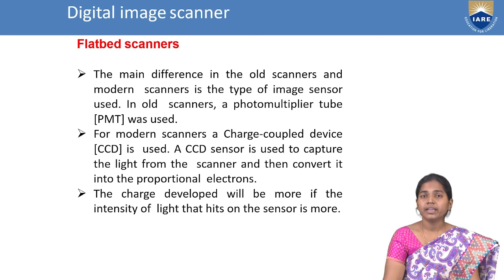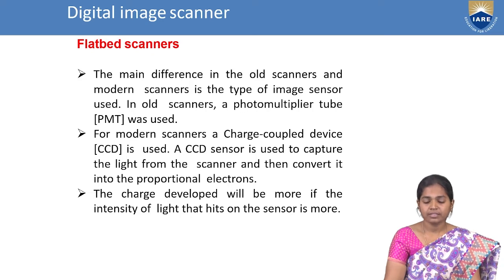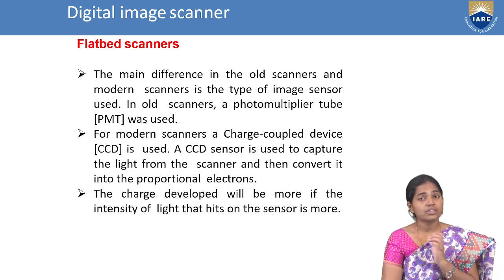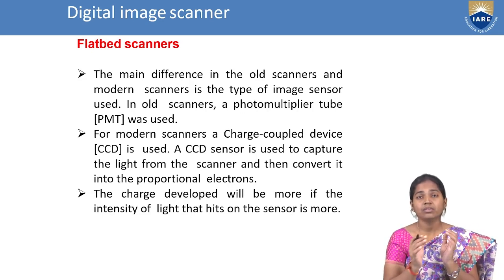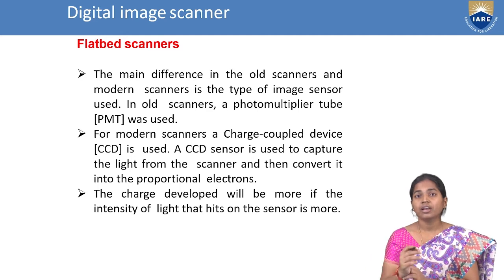and image quality and resolution also increase. So a charge coupled device sensor is used to capture the light from the scanner and then convert it into proportional electrons. So the charge developed will be more if the intensity of light that hits the sensor is more. Whatever the light energy that falls on this sensor, and how much energy the sensors consume, it gives a proportional output.